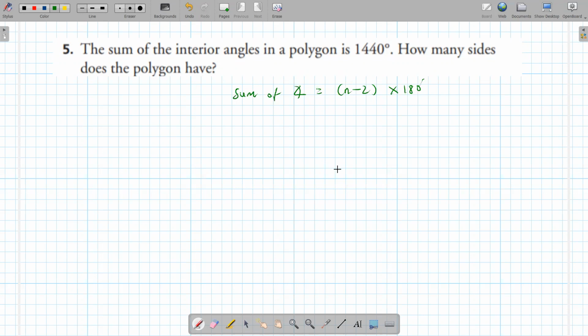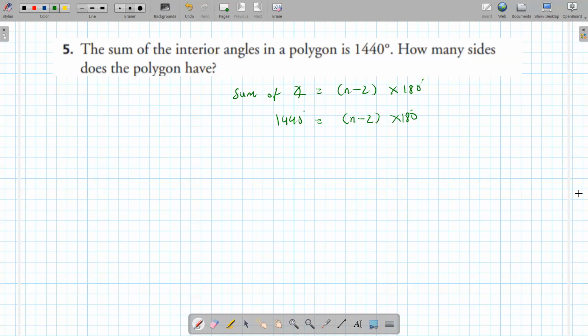So you just have to solve for n. How do you solve this equation for n? Here the sum of the angles is 1440, and that equals n minus 2 times 180. How do we solve this linear equation for n? You divide by 180 first? Yes, that's right. You divide by 180.